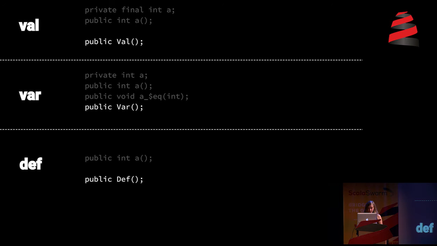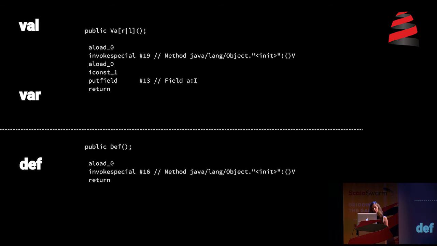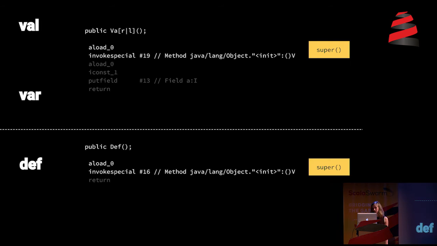And finally, let's take a look at the constructors of the 3 classes. So val and var again share a similar constructor, and def has a different one. The first thing that happens here, since Java requires every constructor to call its parent constructor before performing any self-initialization, is that both constructors first call the parent constructor, which is the constructor of Object. You will see it a few more times later. I will only speak about it once.